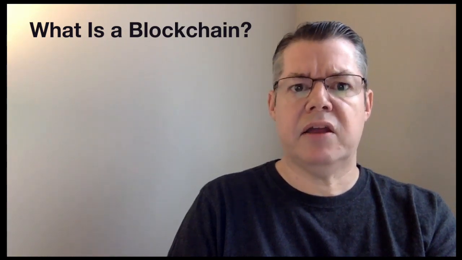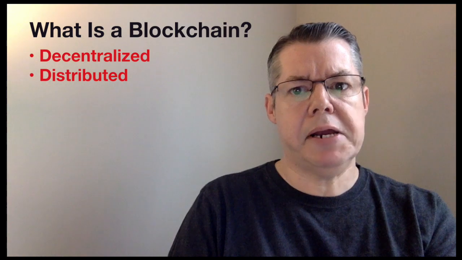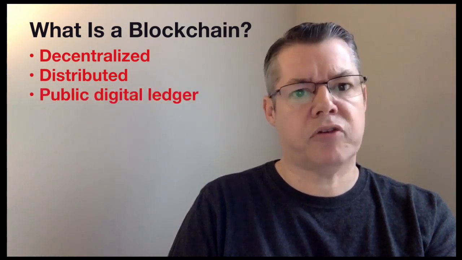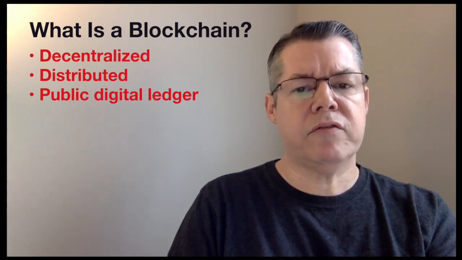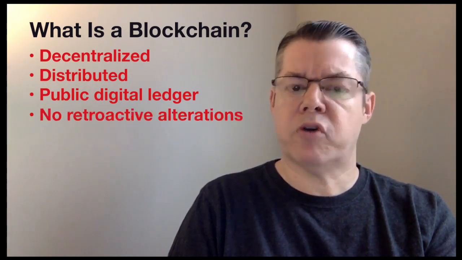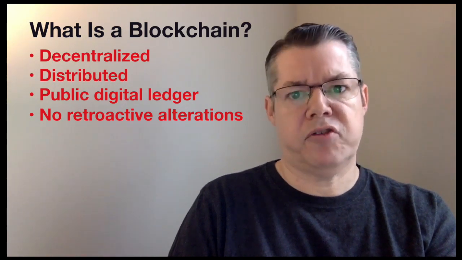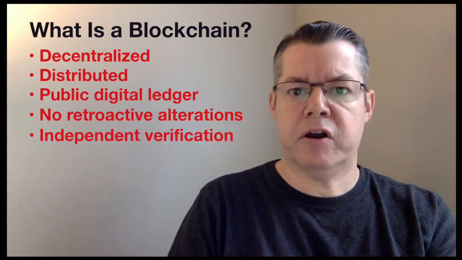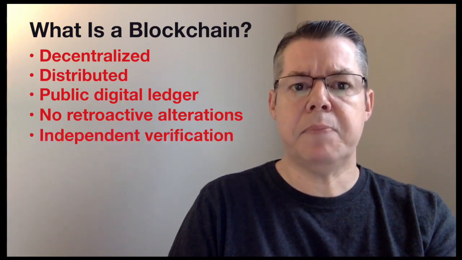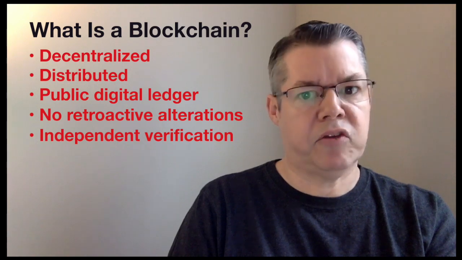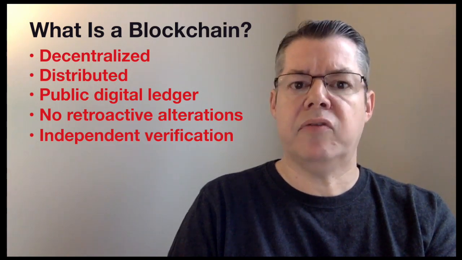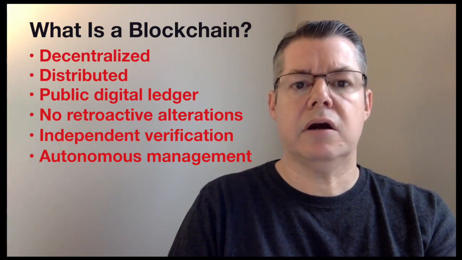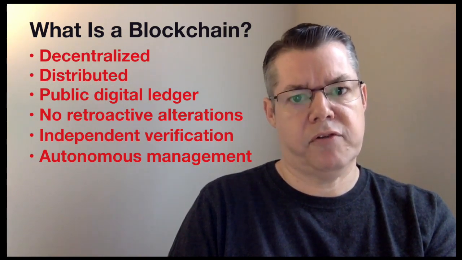A blockchain is a decentralized, distributed, and public digital ledger that is used to record transactions across many computers so that any involved record cannot be altered retroactively without the alteration of all subsequent blocks. Now, this allows the participants to verify and audit transactions independently and relatively inexpensively. A blockchain database is managed autonomously using a peer-to-peer network and a distributed timestamping server.